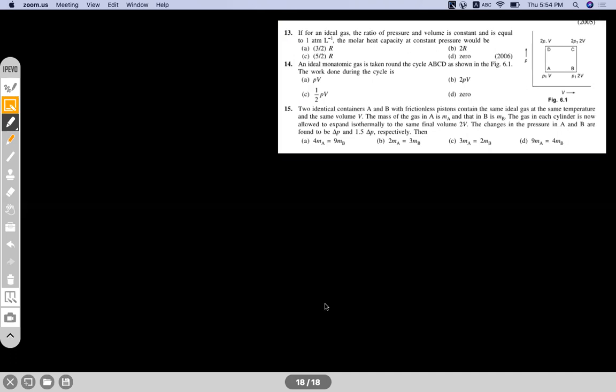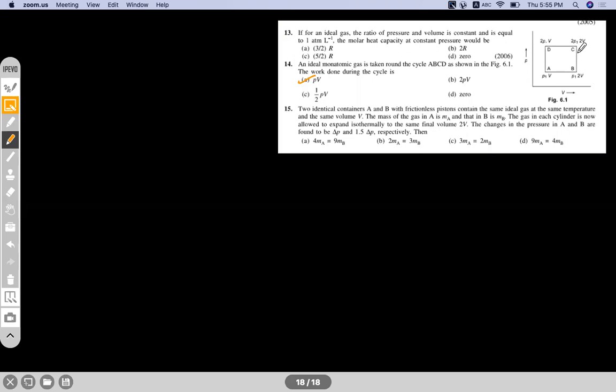Question number 15, what is the answer? 14, what you got, all of you? Answer is A. It is pressure volume work done, just area you need to find out. Thirteen also will do after some time. Question number 15, you are not getting? Acha, I'll do 15th one.